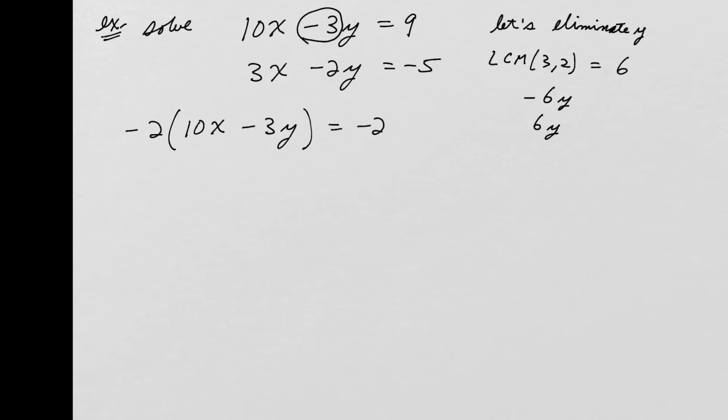And remember, don't forget both sides have to be multiplied by negative 2. So if I distribute this, I'm going to get negative 20x plus 6y, that's what I wanted, equals negative 18.